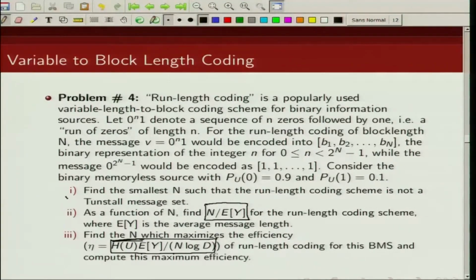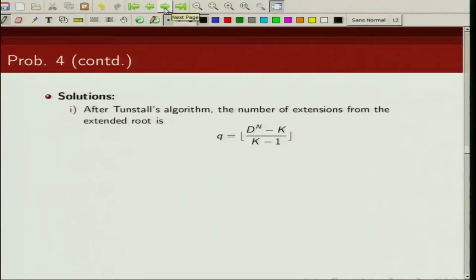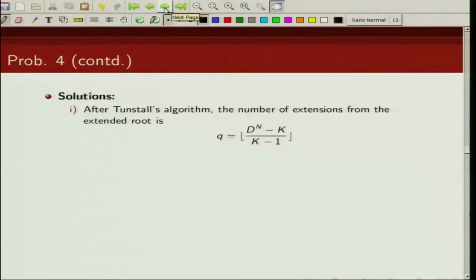Okay, so the first part is to find the smallest n such that the run length coding scheme is not a Tunstall message set. So, in a Tunstall message set, what do we do? We do extensions of the extended root, and each time we extend the most likely leaf. That's your Tunstall message set, right? And how many such extensions do we do? If you recall, the number of extensions that we do is given by this expression.